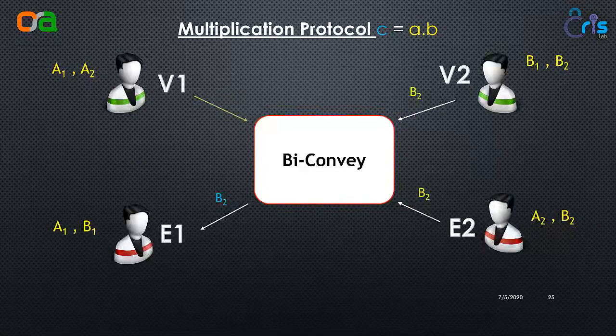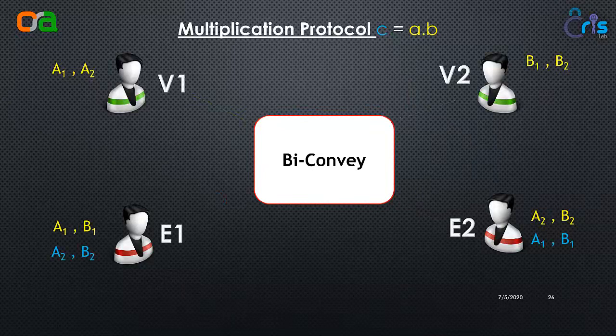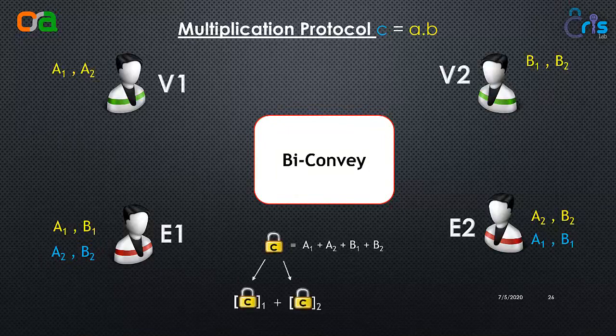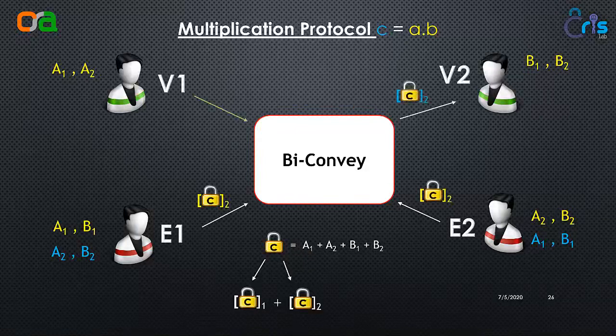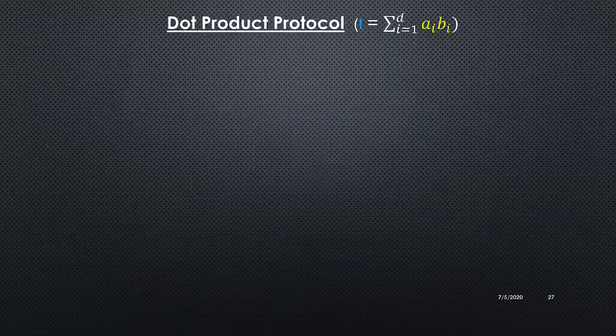At the end of these biconvey primitive calls, we see that E1 and E2 both possess A1, B1, A2, B2. So both E1 and E2 can compute log of C. And now they'll hit a hammer and break the lock into two parts. Then they'll forward the second part of the lock to V2. So that's it. Essentially, the multiplication protocol has just reduced to some calls to the biconvey primitive.